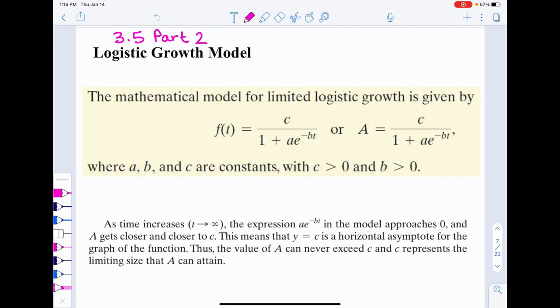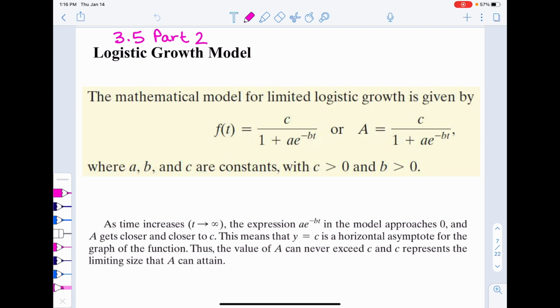So it says underneath, as time increases, meaning as t approaches infinity, the expression a e to the negative bt in the model approaches 0, and A gets closer and closer to c. It says this means that y is equal to c is a horizontal asymptote for the graph of the function. Thus, the value of A can never exceed c, and c represents the limiting size that A can attain.